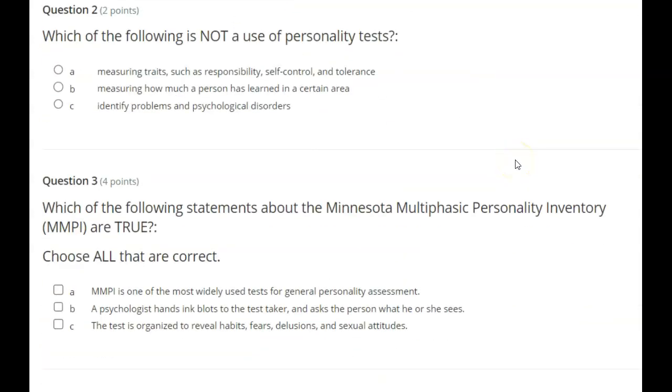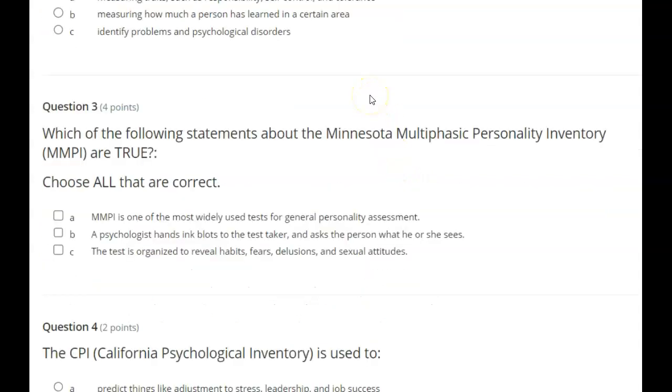Which of the following is not a use of personality tests? A, measuring traits such as responsibility, self-control, and tolerance. B, measuring how much a person has learned in a certain area. C, identify problems and psychological disorders.